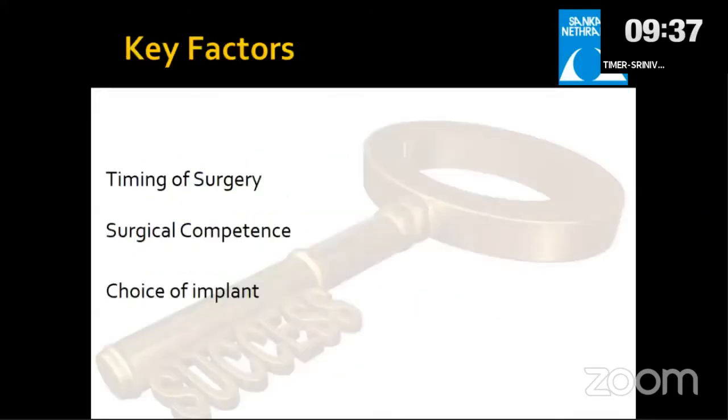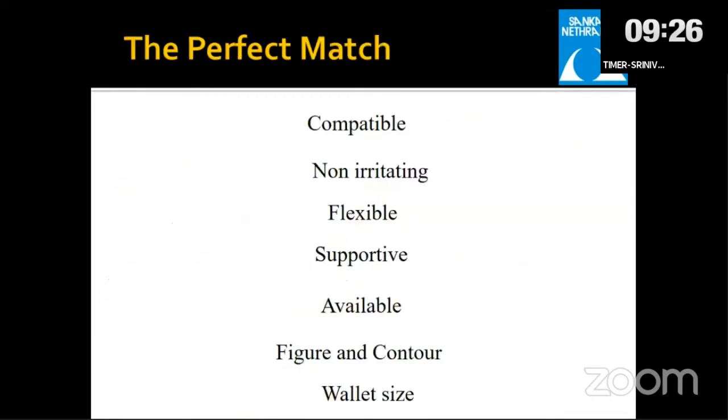So what are the key factors for management of orbital fractures? There's timing for surgery, the surgical competence of the surgeon, and of course the choice of implant, on which I'll be talking about. So the perfect match, when we look for our life partner in our life, these are the factors that we look for: they should be compatible, non-irritating, flexible, they should be supportive, they should be available when we need them. Of course, some of us are worried about the figure and contours, and of course the wallet size also matters for some of us.